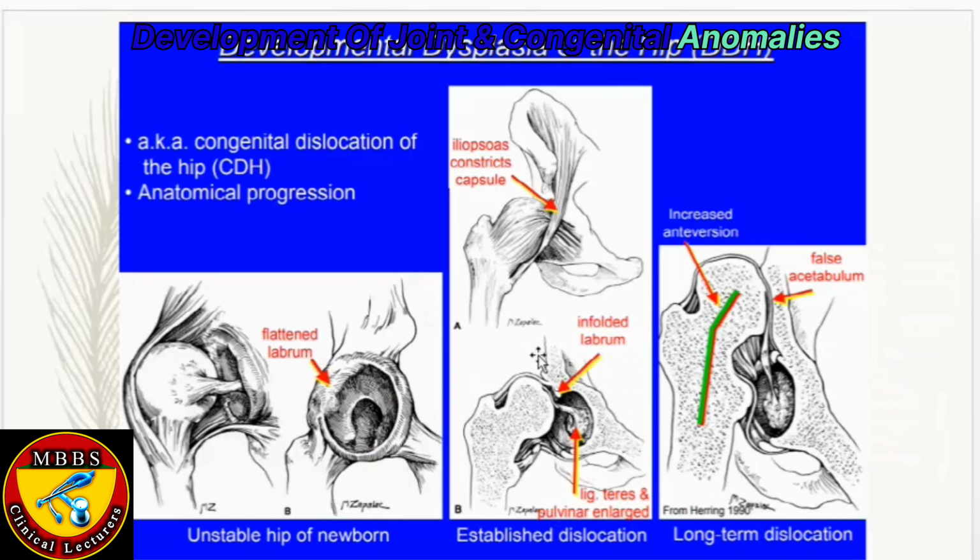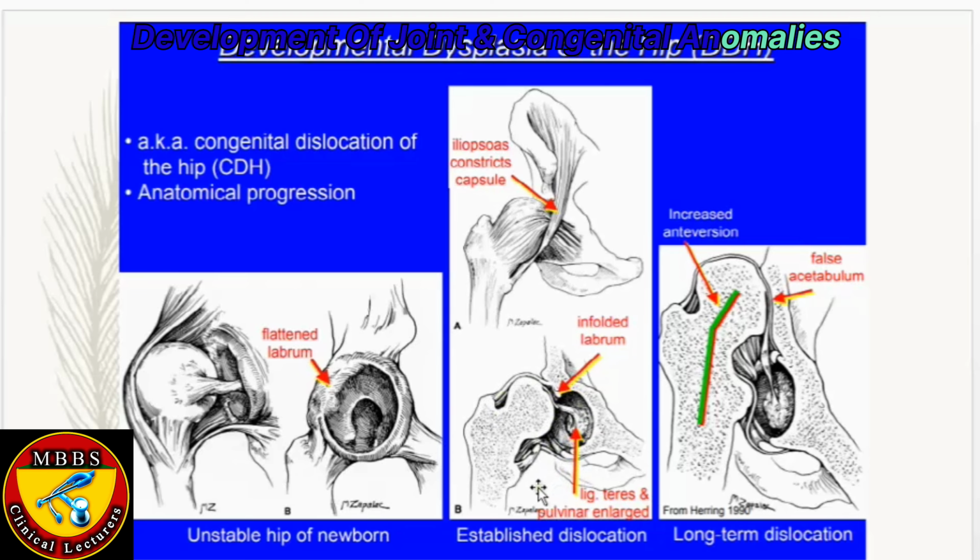Now the anomalies. A very common anomaly which you could see in our country also is the developmental dysplasia of the hip joint. There is dislocation of the hip joint which is formed between the head of the femur, this is the head of the femur, and this is the part of the hip bone, the acetabulum. The acetabulum is forming a cup-like structure in which the head of the femur fixes.